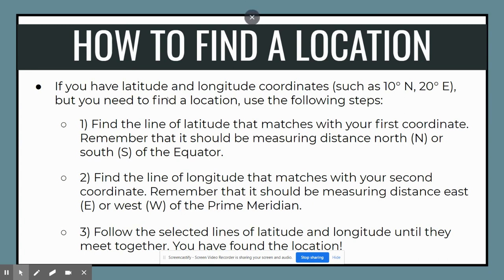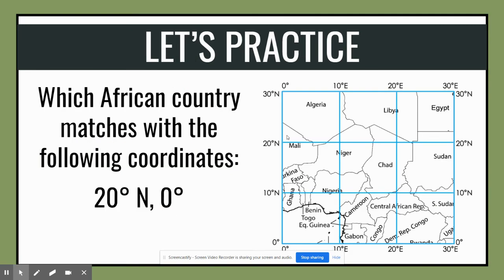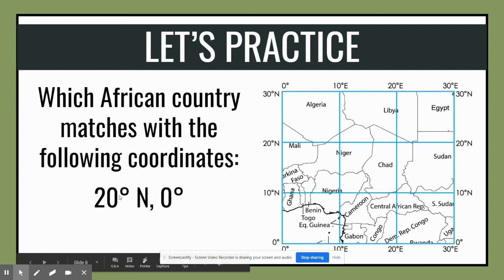Now I'm going to go quickly through the directions. This information is on your notes sheet, but I think it would be more helpful if I go through each exercise, and you can see how I find a location using latitude and longitude. So this is our first one. We're going to see a map here of West Africa, and we're going to find the country that has the coordinates 20 degrees north and 0 degrees. The number on the left is always the latitude line, and the one on the right is the longitude line.